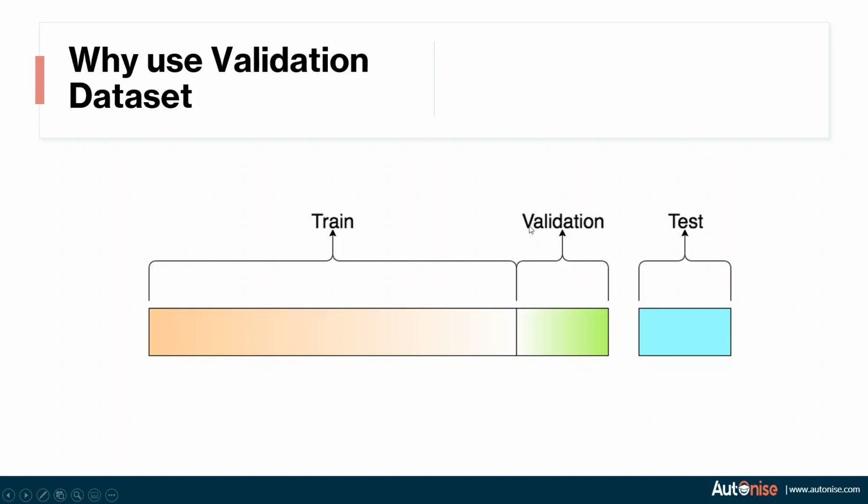Now, if you are not doing hyperparameter fine tuning, if you are not trying to find out the best learning rate, best number of layers, number of neurons, and so on, then you do not need the validation data. But usually, if you want to create a very good neural network, you want to find out the best hyperparameters, and hence you do require the validation dataset.